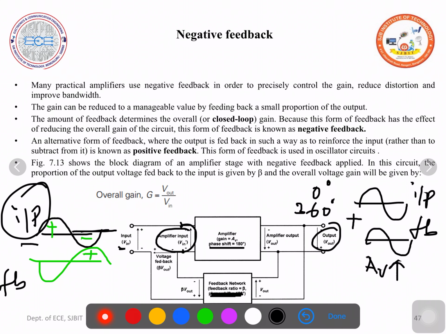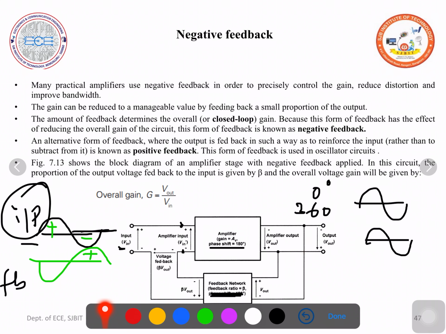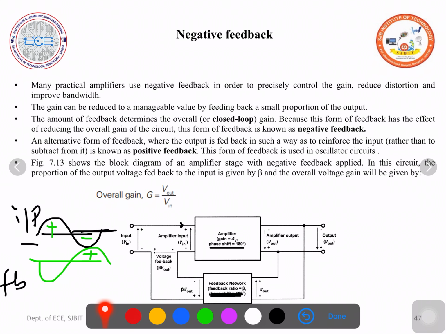Coming to the negative feedback, if you assume this is the input signal, there is a 180 degree phase shift by a transistor amplifier, so the feedback signal looks like this. So these two subtract each other, input V in minus the feedback signal. So effective input drops, output voltage also drops, so there is a drop in the gain also. So in the negative feedback, remember, gain will be reduced. In the positive feedback, the gain is increased.